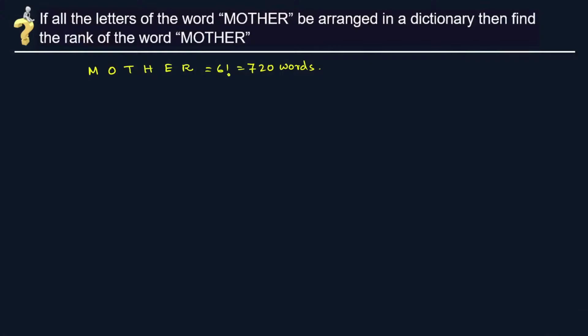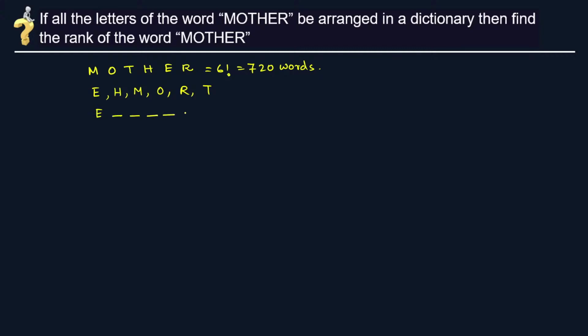So for that, what I will do, let me first denote all the alphabets in alphabetical order. The first is E, then H, then M, then O, then R, then T, right? So whenever you are putting all those 720 words in the dictionary, naturally the first words that will come will start with E. So how many such words are there? First, let me count that.